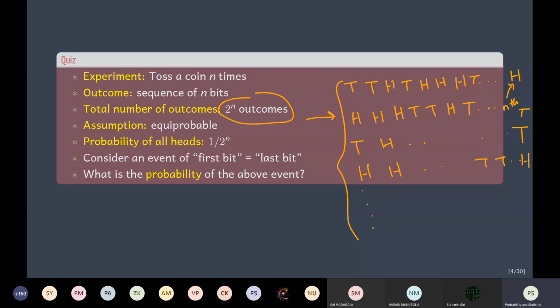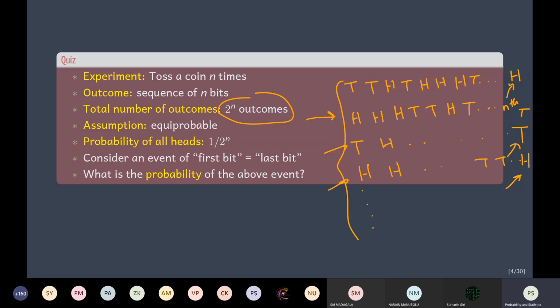So out of these 2 to the n outcomes that you may get, what is the probability that the first bit, so we define this as a bit, right? A bit of answers, a bit. So the first bit in this case is let us say head. What is the probability that the first bit, the head, is the same as the last bit that you got, or in this case it could also be the tail, and then you got the tail again. So this is again a counting problem.